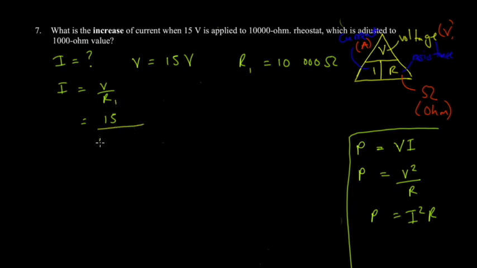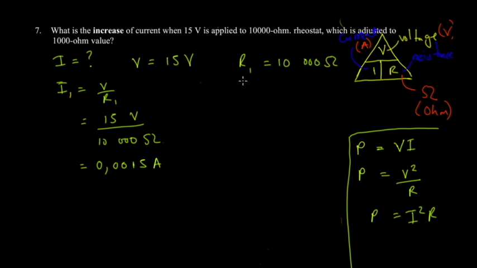Now R1 is equal to 10,000. Okay, so you can put ohms here if you want, you can put volts here. So you'd get what? You'd get, okay, 1, 2, 3, 4. So it gets 0.0015 here. As in this one should have 4 decimal places, so it should be like this. So amps. This one is your current.